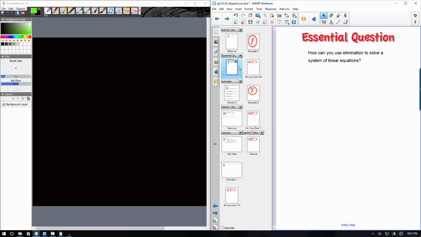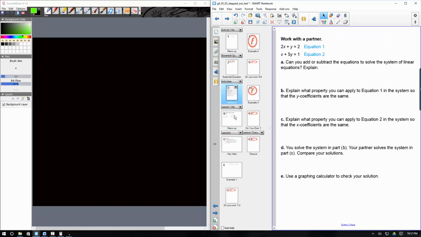So today we're going to do a different method. So far we have graphed, we have solved by substitution, and today we're going to work on solving by elimination. So let's go through these. The very first thing we're going to do is write these two equations down. So I'll have 2x plus y equals 2. And our second one will be x plus 5y equals 1.